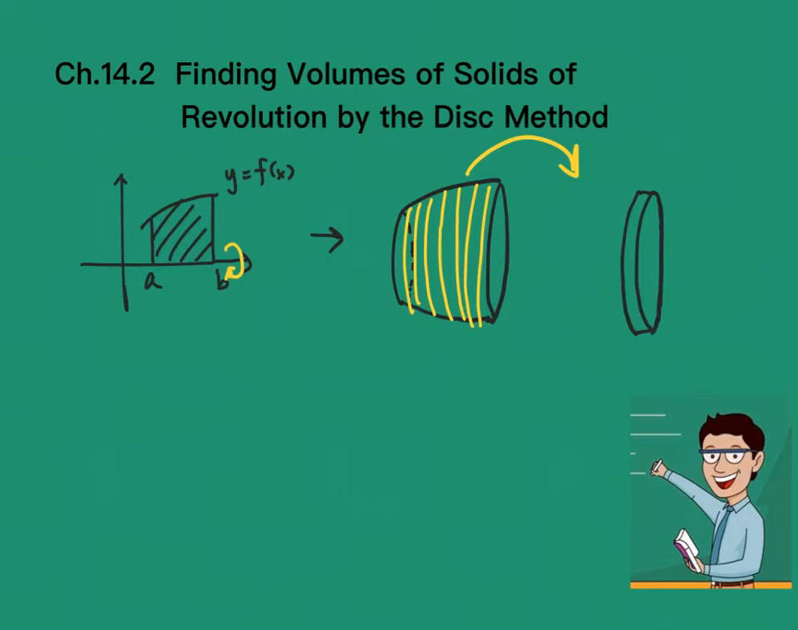Now let's look at the height. That means the thickness of this figure. You can see this part actually lies on the x-axis. Therefore, we can simply say this is dx or delta x, up to you.